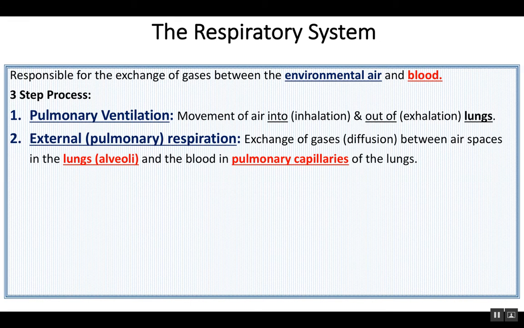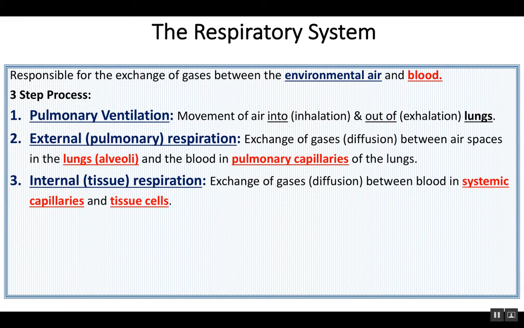The next step is to do gas exchange between the air in the lungs and the blood in the pulmonary capillaries. This is known as external respiration or pulmonary respiration. Pulmonary in reference to the lungs. But this process is the exchange of gases via diffusion between the air spaces in the lungs, known as alveoli, and the blood in pulmonary capillaries.